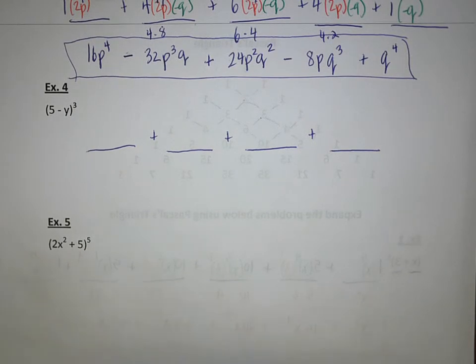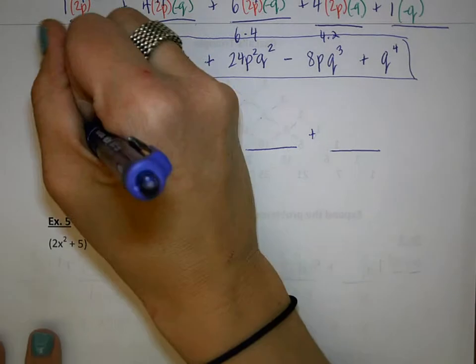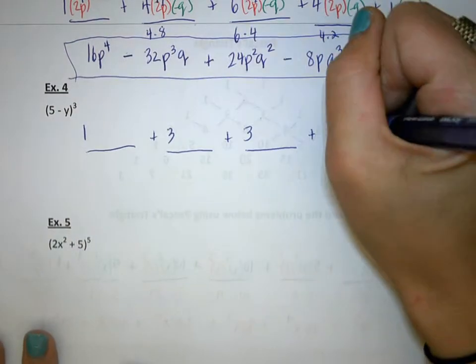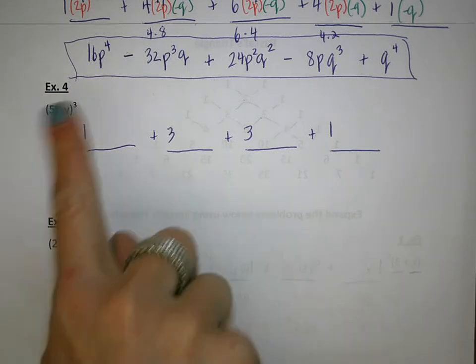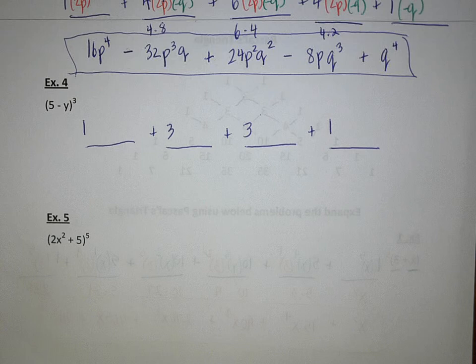Very good. My numbers in front are 1, 3, 3, 1. And what are those numbers actually called? Coefficients. Okay? The number in front is a coefficient. My coefficients end up changing when I simplify the problem, but those numbers are what we need to start with.